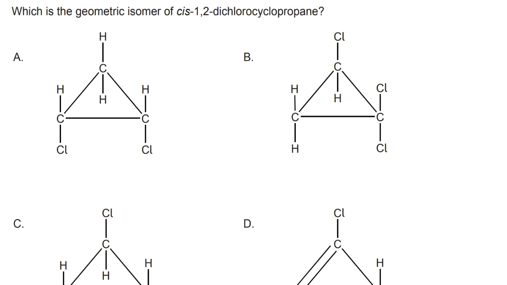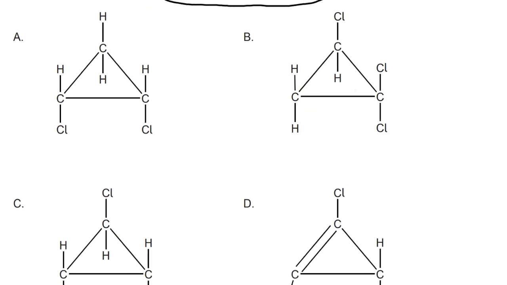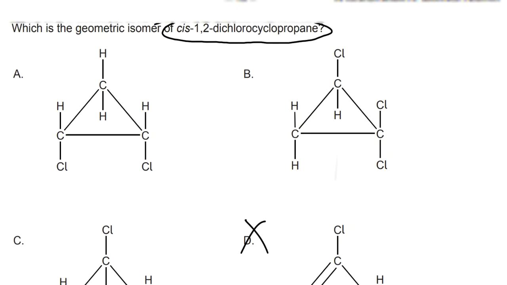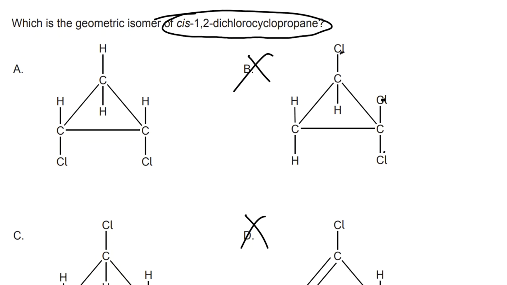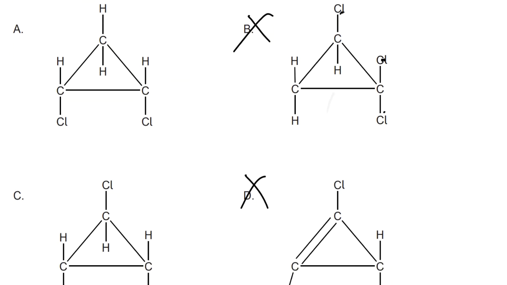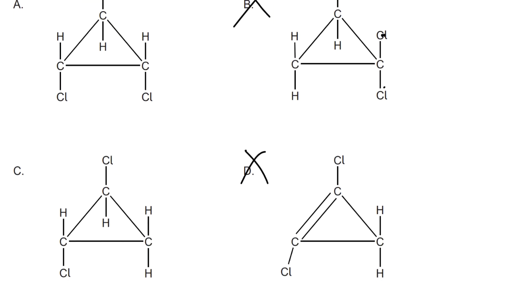What is the geometric isomer of cis-1,2-dichlorocyclopropane? It's a tough one. So cyclopropane, already since it's propane, there are no double bonds. We can eliminate this one. Since we have dichloro, we have one chloro, two chloros, and this one's eliminated. 1,2-dichloro, this one seems to be fine. Let's look at option C. This one also seems to be fine.